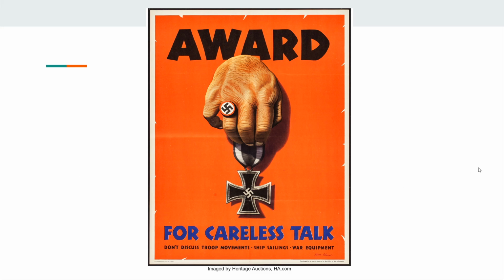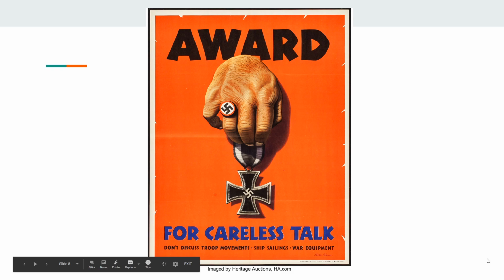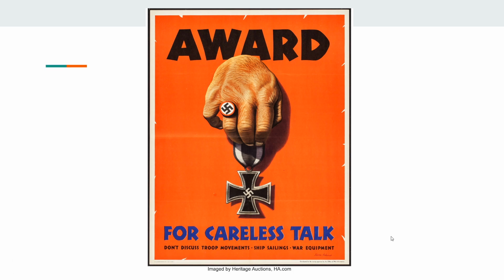So this particular poster, again, describing what's on it. Okay, so we see the immediate obvious ones. We have a hand with a swastika ring holding a medal with a swastika. We have the words award for careless talk. And the subtext, don't discuss troop movements, ship sailings, war equipment. And this is actually very similar to what you had for the last example. We had loose lips sink ships, the loose lips one.